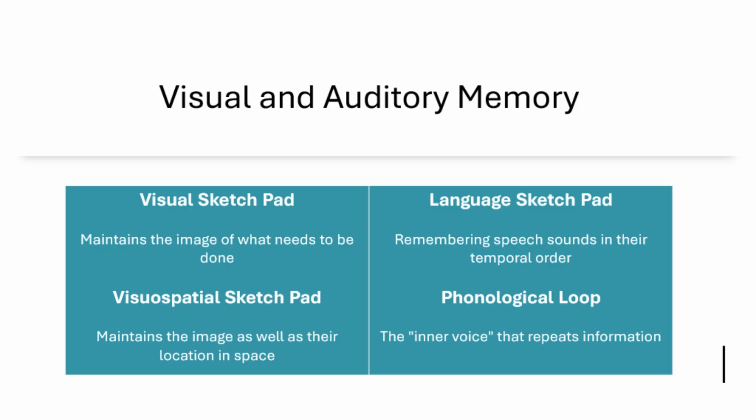Similarly, we also have something called a phonological loop. This is an inner voice that repeats verbal information. One common example of the phonological loop is repeating a phone number that someone gives you in your head until you have a chance to write it down. By doing this, you're essentially holding the sounds of the numbers in your mind through internal rehearsal.